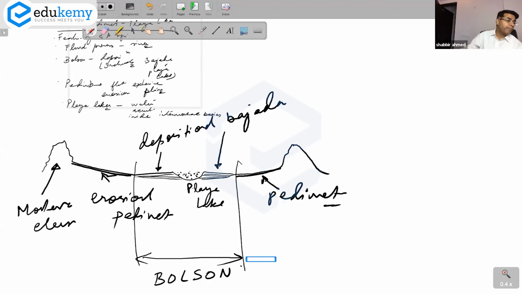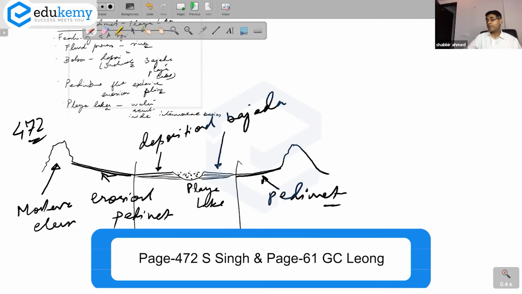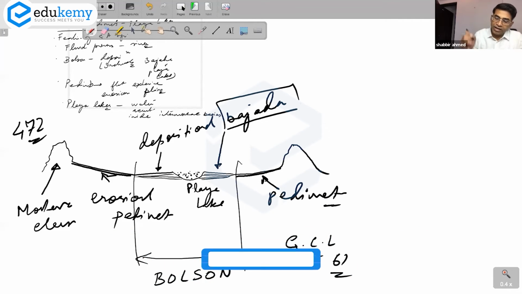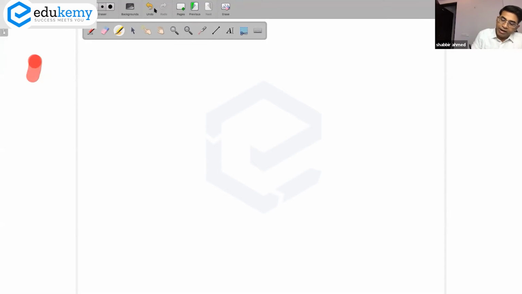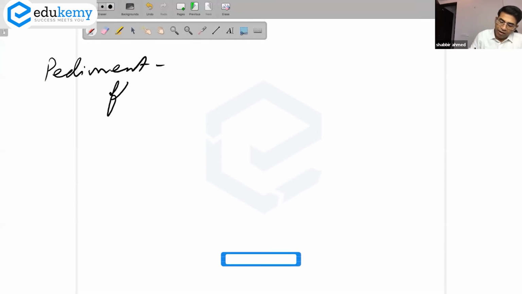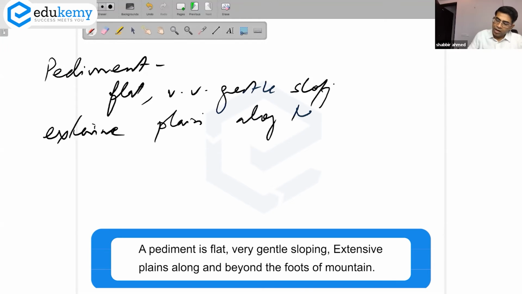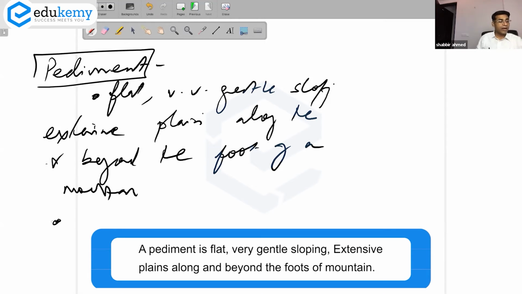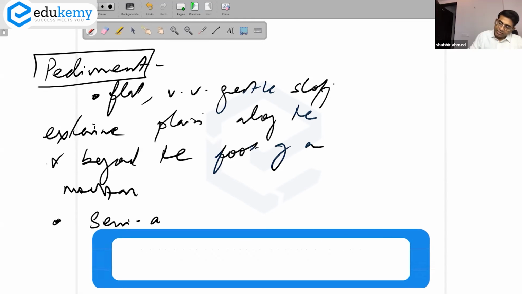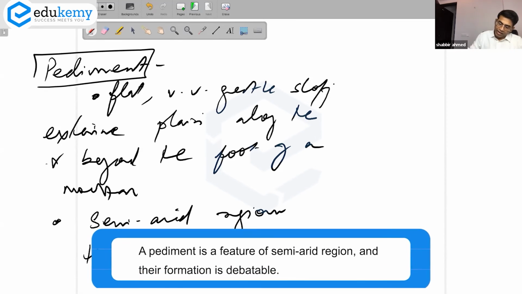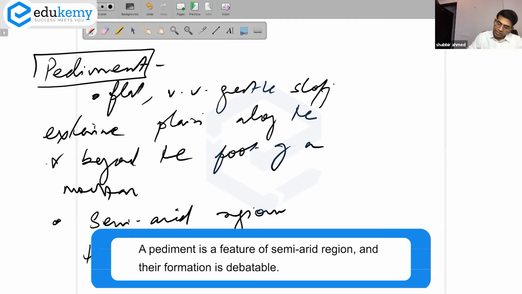So if you want, you can look up page number 472. There's a diagram. You can use this. You also have a diagram in your Goh Cheng Leong also, page number 61. Now, if I continue on this, I repeat, the pediment is a flat, very, very gently sloping, extensive plain along and beyond the foot of a mountain. Pediments are features of semi-arid regions, and their formation is debated.